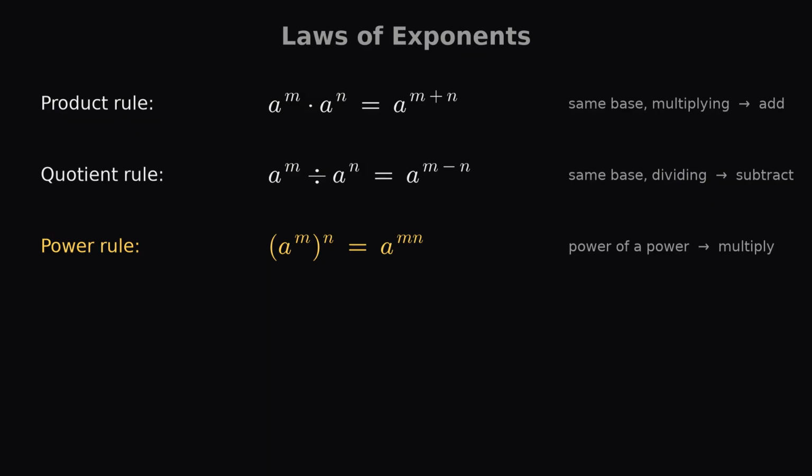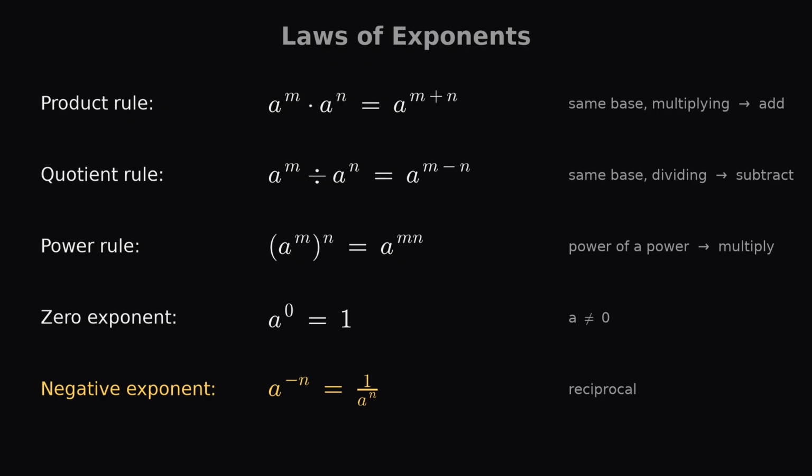The power rule. When you raise a power to another power, you multiply the exponents. A to the m, all raised to the n, equals a to the m times n. The zero exponent rule. Anything raised to the zero power is 1, as long as the base is not 0. And the negative exponent rule. A negative exponent means a reciprocal. A to the negative n is 1 over a to the n.